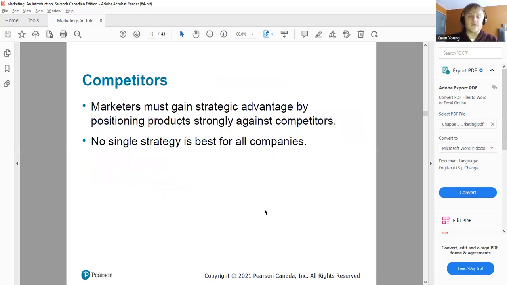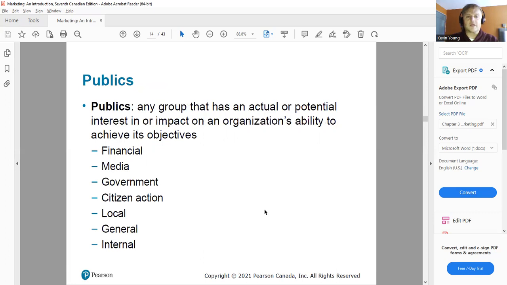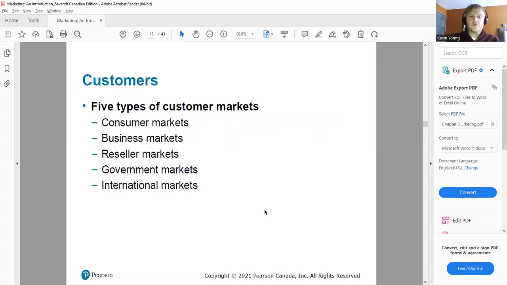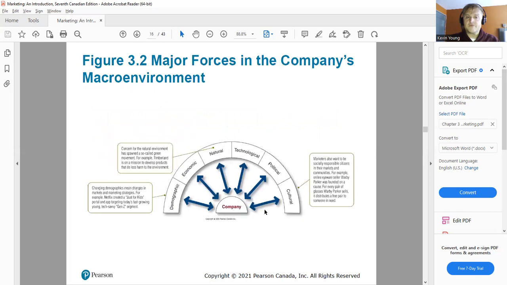We have the competitors. Marketers must gain strategic advantage by positioning their products strongly against the competitors, and there is no single strategy that is best for any company. The publics. Any group that has an actual or potential interest in or impact on an organization's ability to achieve the objectives. Media, government, local, general, internal, citizen action, you name it. The customers, well, we have 5 types: consumer, market, business, reseller, government, and international.